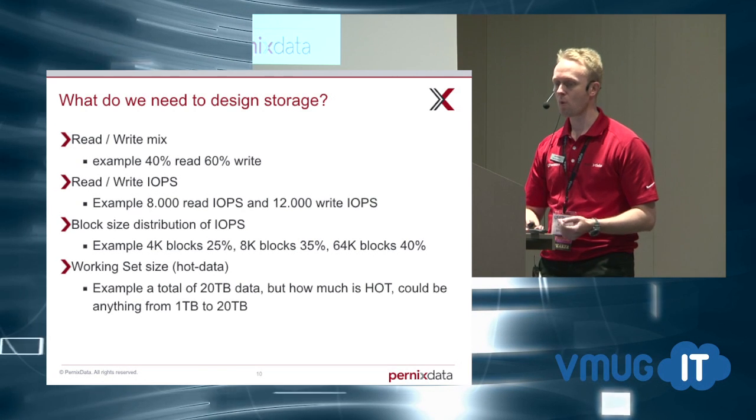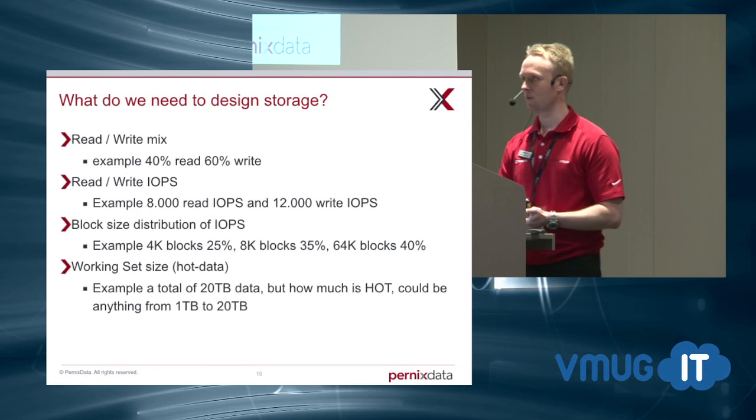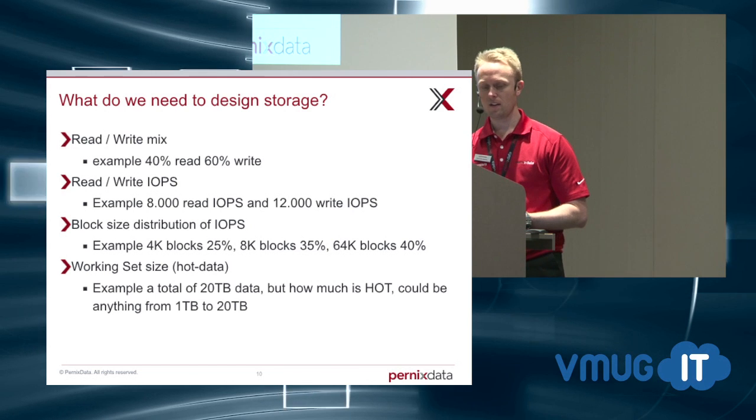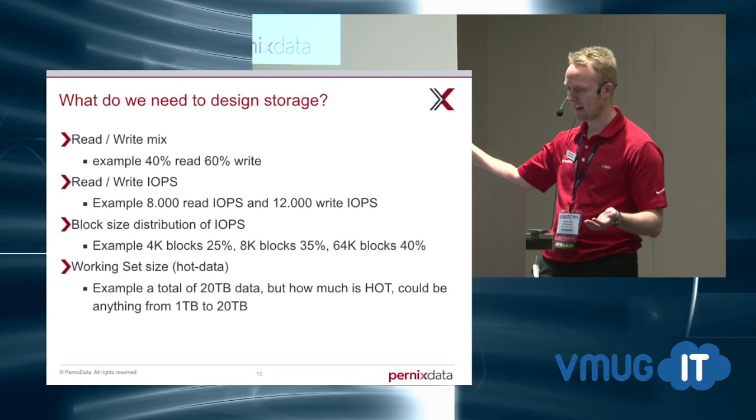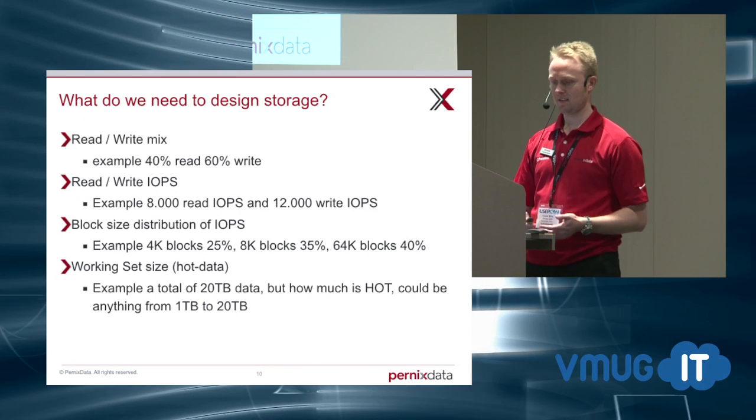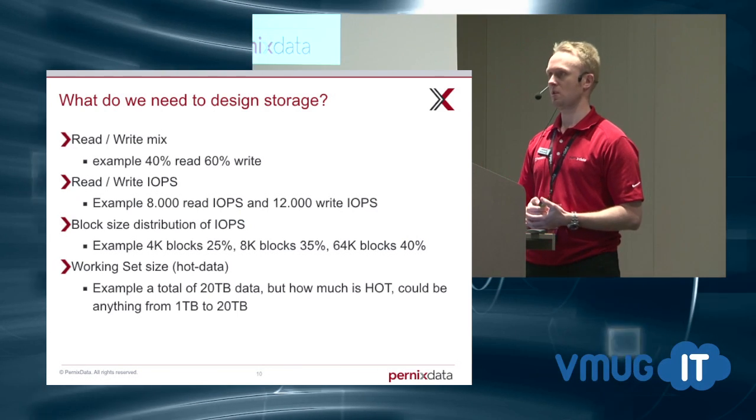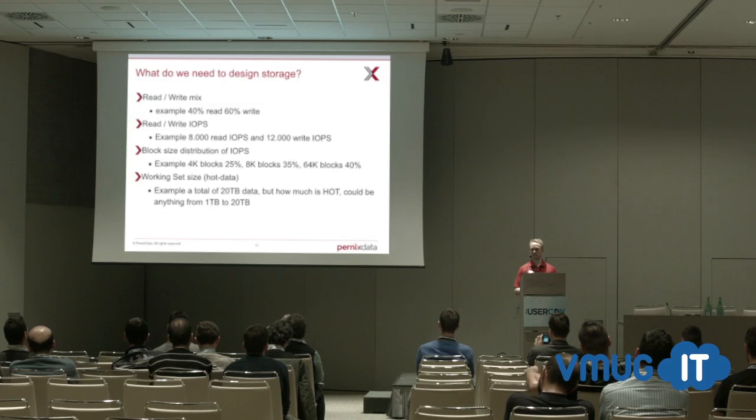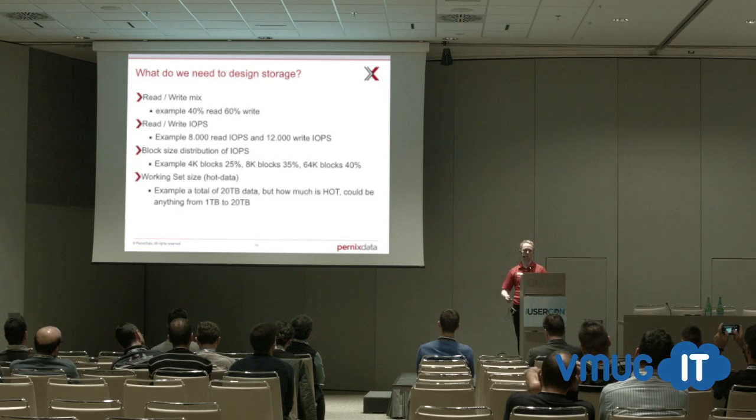And even looking at the working set size or the hot data of your virtual machines and your applications. So maybe you have 20 terabyte of data, but how much is hot? This could be anything from 1 terabyte to 20 terabyte. When you talk to most storage vendors, they say 10% is hot. So 2 terabyte is hot because you have 20 terabyte. But it's just a rule of thumb. Let's try to understand this. Let's try to measure this and now deploy storage from what we have learned and what we have seen.